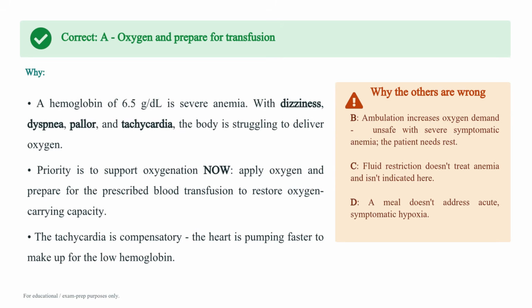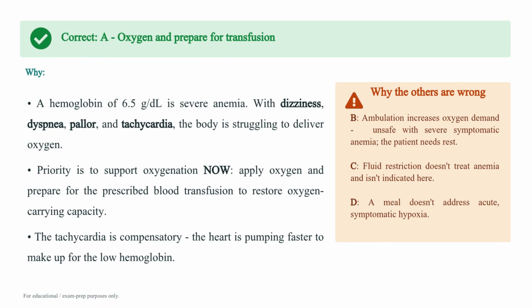The answer is A. Give oxygen and prepare for the prescribed blood transfusion. A hemoglobin of 6.5 is severe anemia, and with dizziness, dyspnea, pallor, and tachycardia, the body is struggling to deliver oxygen. The priority is to support oxygenation now. Apply oxygen and prepare for the prescribed transfusion to restore oxygen carrying capacity.